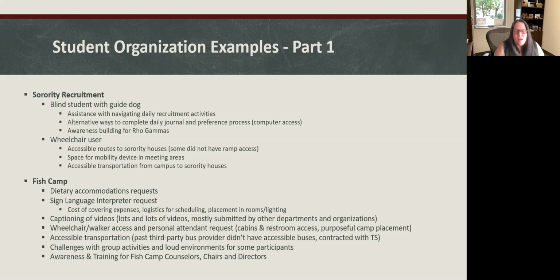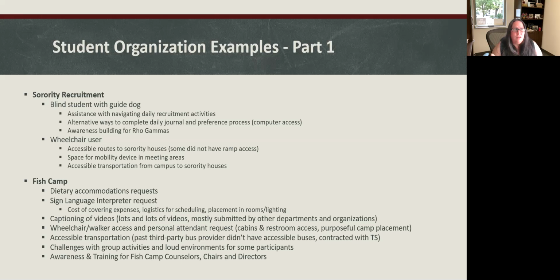At Fish Camp, we've had a number of students who are wheelchair users go to Fish Camp and walker access. So we did very purposeful placement in certain types of cabins or different camps. And so if you've been up there, some of the camps are a little bit older. They may have some accessibility barriers for the physical space, the stage, or some of the cabins. Some of them are newer and they have ADA accessible restrooms and spaces that we try to place there.